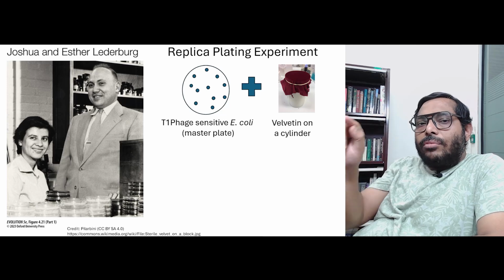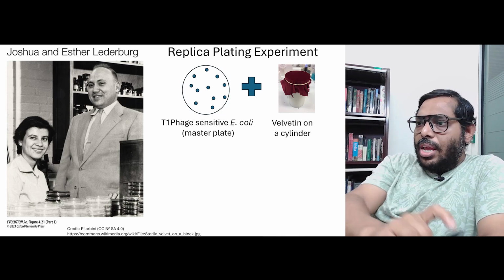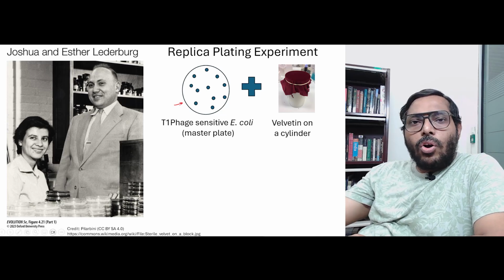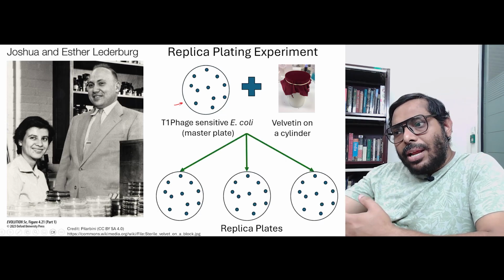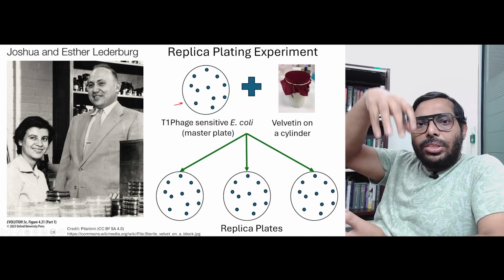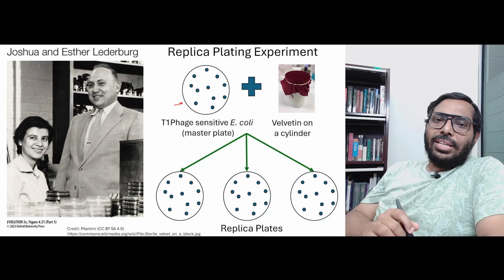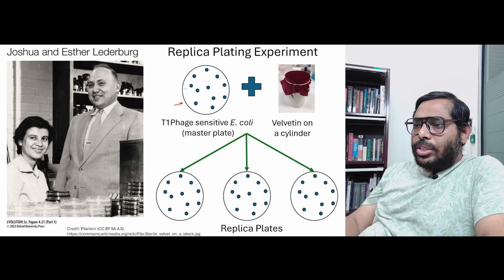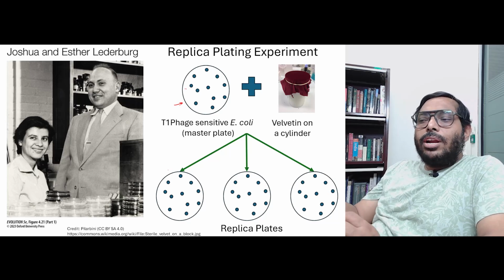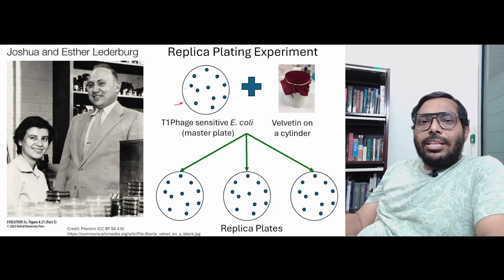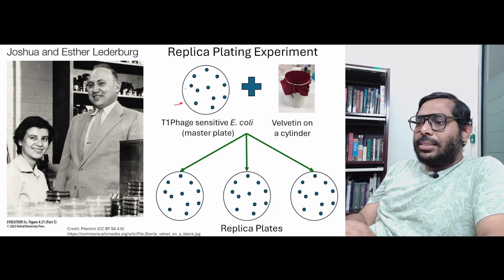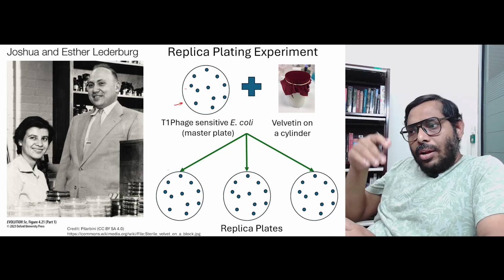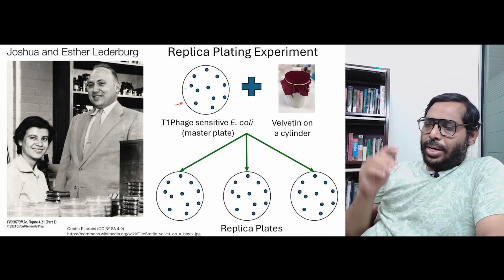Now the most important part over here is, if you are doing it very carefully, then the pattern of the colonies that you find on the master plate is going to get replicated in the fresh plate to which you are pressing the velveteen cylinder. In other words, the positions of these colonies will become the same and you can do it multiple times. So these are the so called replica plates, plates in which you have exactly the same colonies replicated onto a different fresh plate.